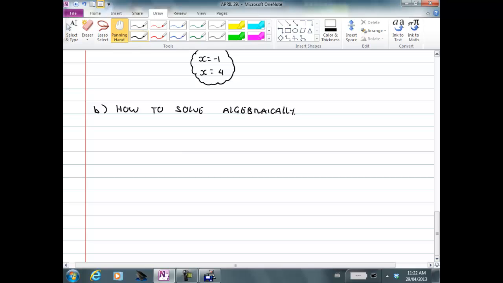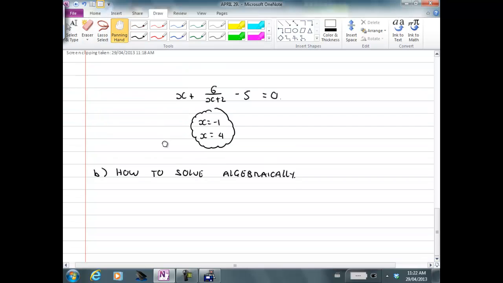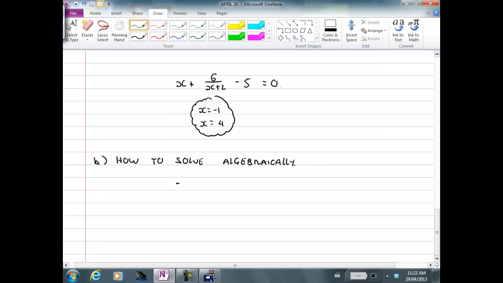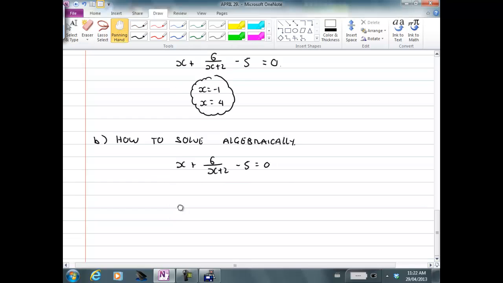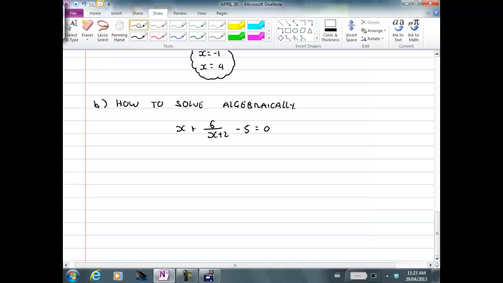So now, before I start, I'm going to copy down this equation. x plus 6 over x plus 2 minus 5. Algebraically means I better not use any graph. It has to be pure math work. Now, in order for you to do this, it goes back to something you learned in grade 8. I want you to solve this. This is just backtrack.